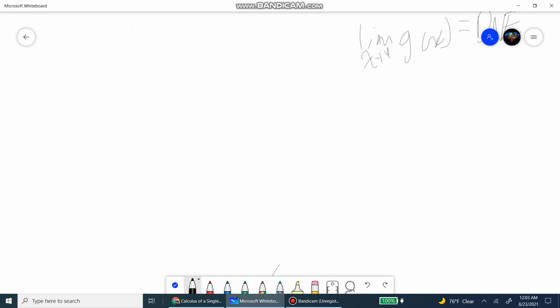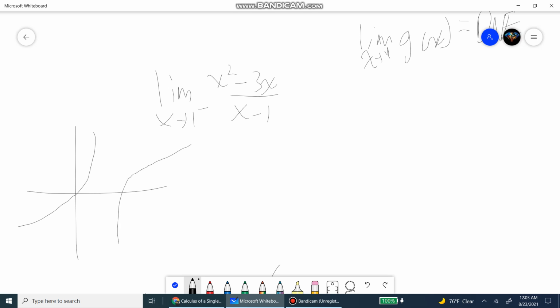Down here, I'll write one. Limit as x approaches 1 from the left of x squared minus 3x over x minus 1, and then we'll do the right limit as well. I've already graphed this on my graphing calculator. It will look something like that. For this, you just take a look at the graph again. We'll call this point 1. From the left side, this is going to equal infinity.